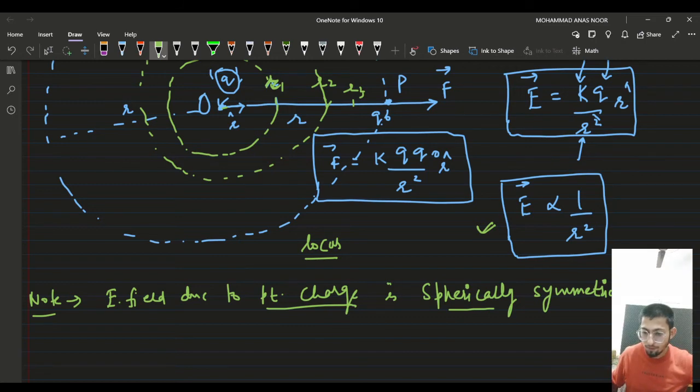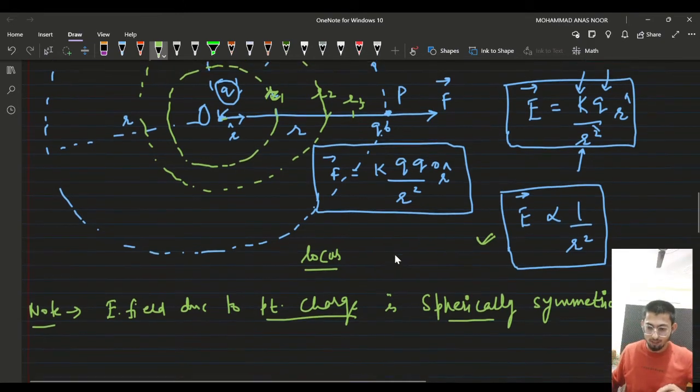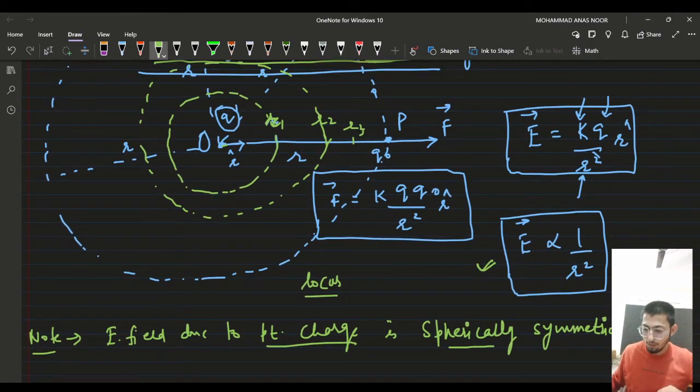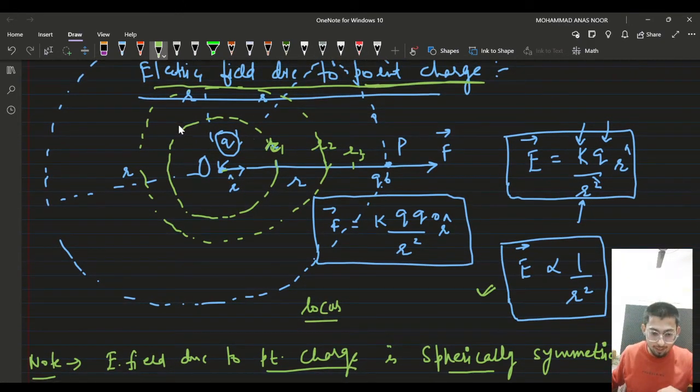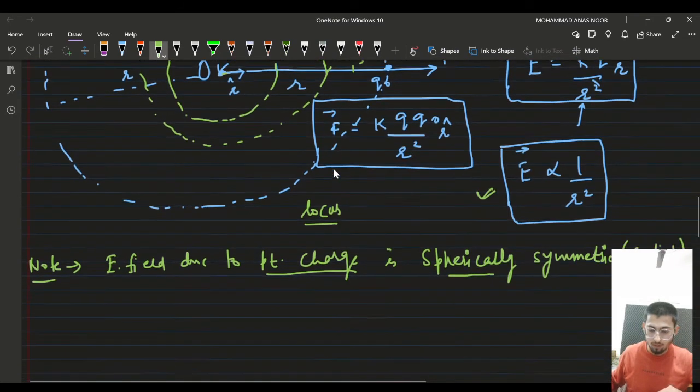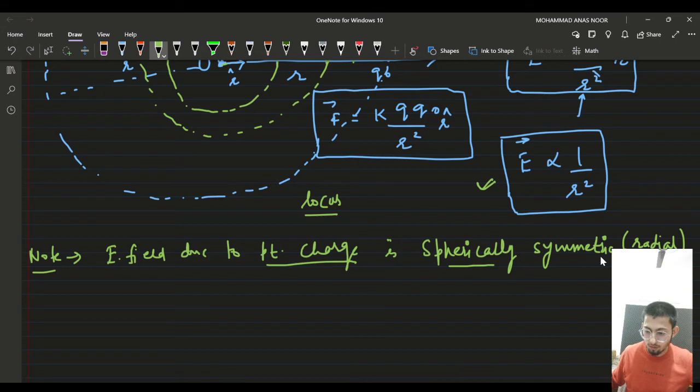It came from the radius concept, right? Radial means on some radii it would be the same, on some fixed radii, correct? On another radii it would be some fixed value. So you call it spherically symmetrical, or radial.